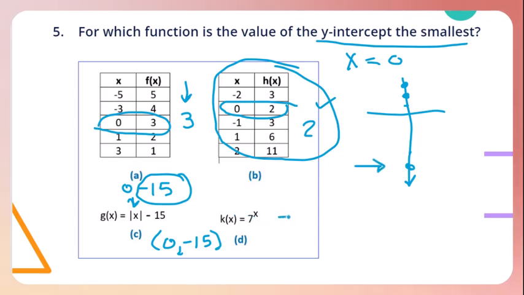And then lastly, 7 to the 0 power, anything to the 0 power is 1. Okay, so that would be 0, 1 up here. So the smallest value is going to be absolute value of x minus 15. That would give us 0, -15. Negative numbers are always smaller than positive numbers.